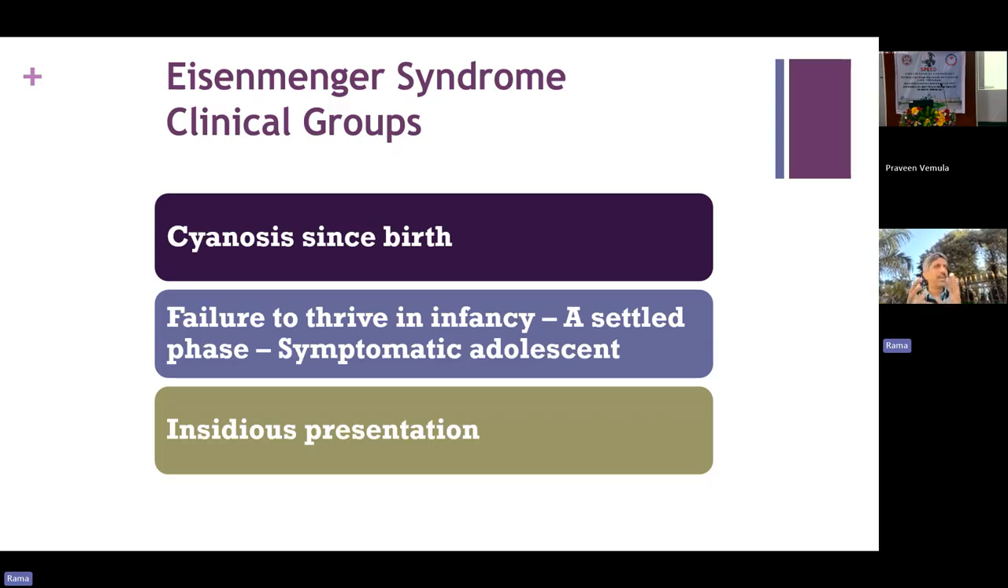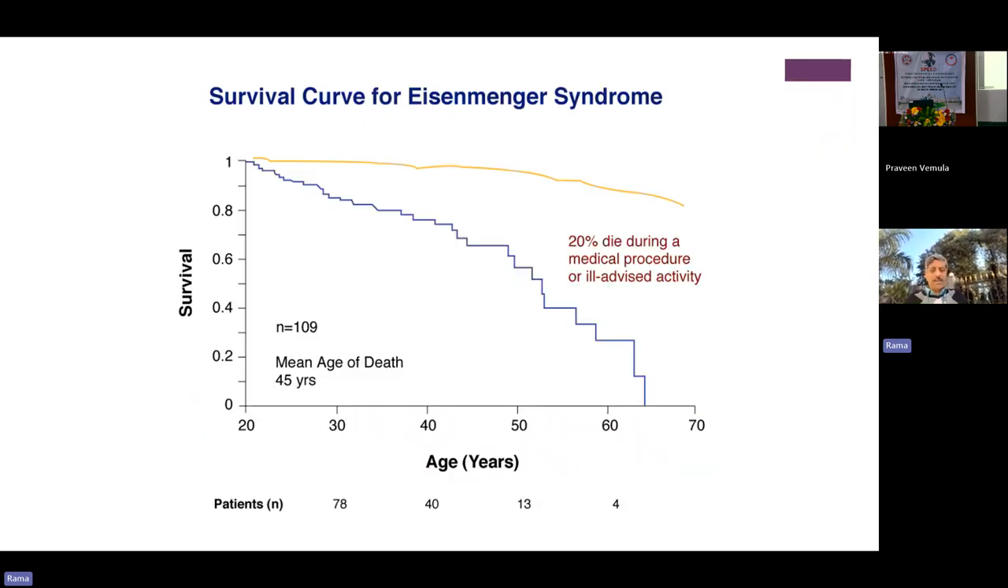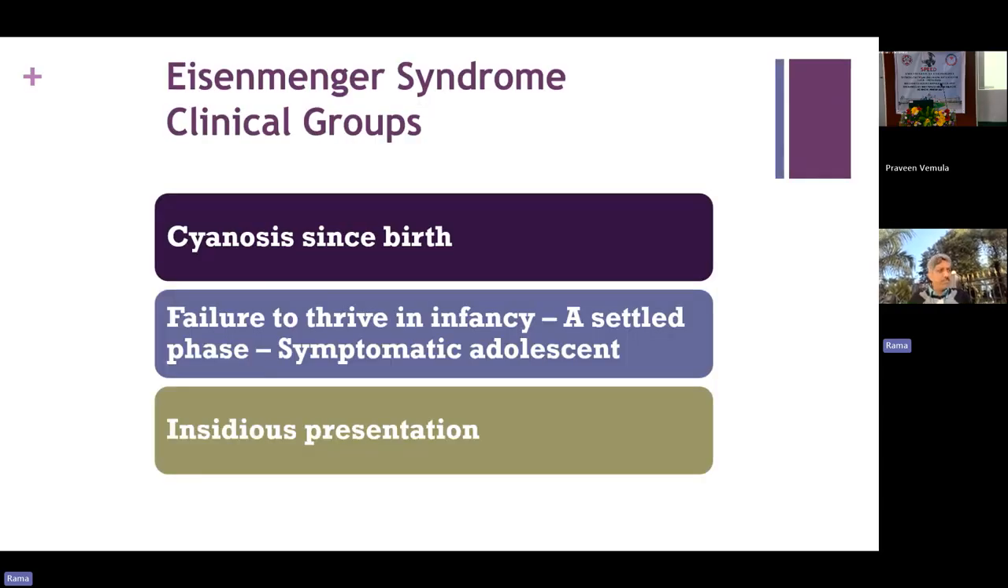The heart failure settles down, the recurrent pneumonia settles down, and then they become asymptomatic in the adolescent phase. That is classically found in around 50 to 60% of patients. The insidious presentation is also very common in our situation, where they have never been shown to have heart disease and suddenly present at around 16 to 20 years of age with exertional limitation and onset of cyanosis.